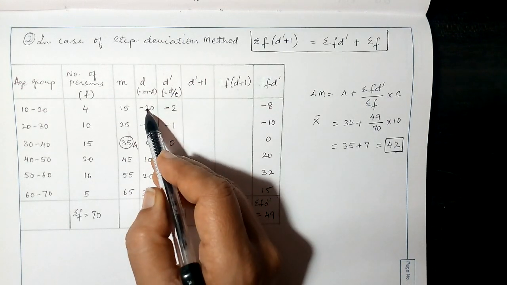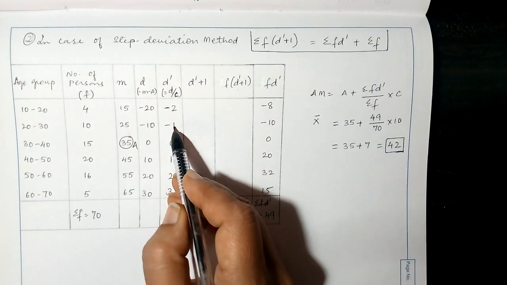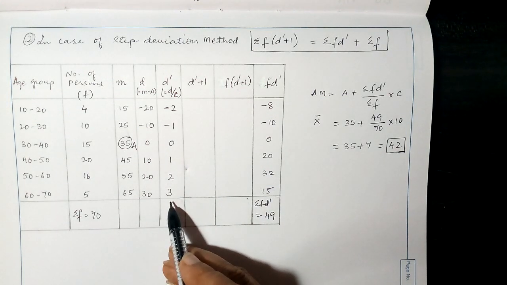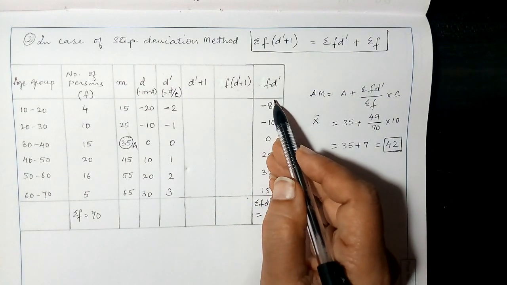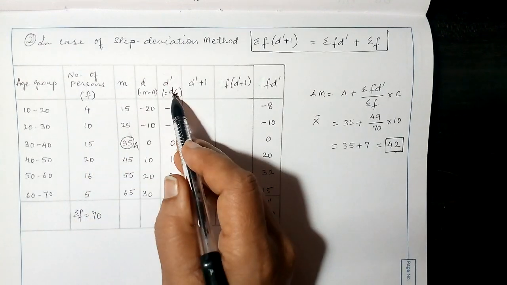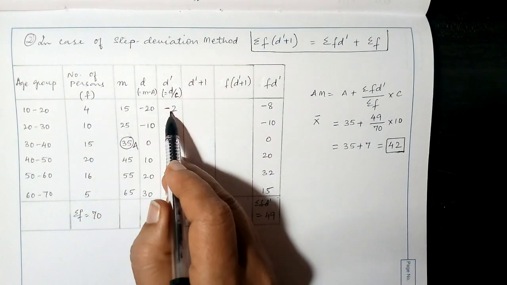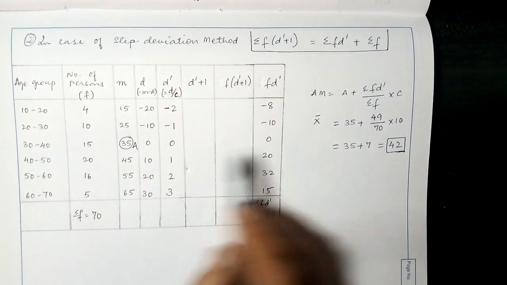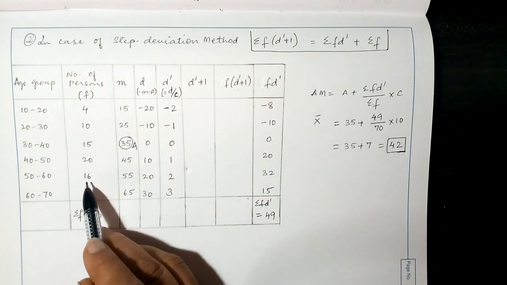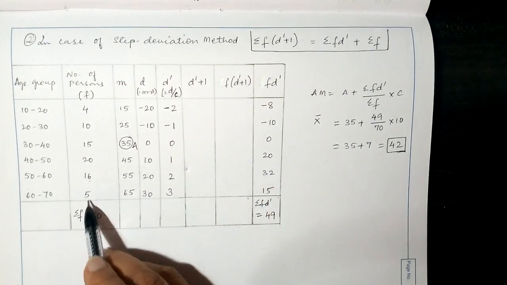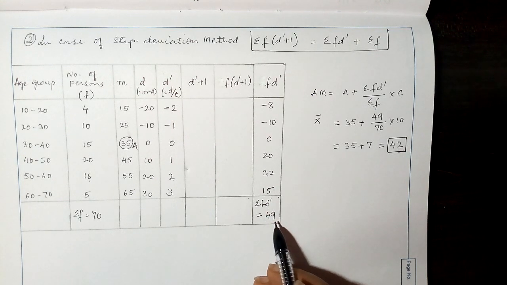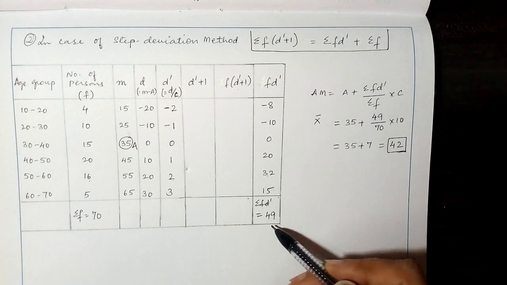So divide this by 10, you get minus 2. Divided by 10, minus 1. 10 by 10 is 1. Here you get 2 and 3. So d dash was easy to calculate. Now also fd dash. What is fd dash? F into d dash that we calculated just now. So 4 into minus 2 is minus 8. 10 into minus 1, minus 10. 15 into 0. Then here 20 into 1, 20. 16 into 2, 32. 5 into 3, 15. So the summation would be 49. So this we can do and see, it comes to 49.